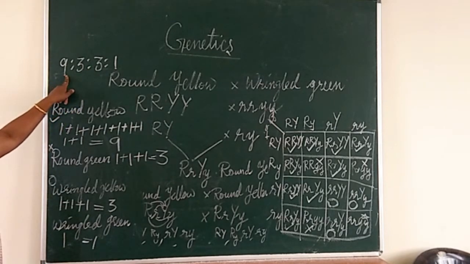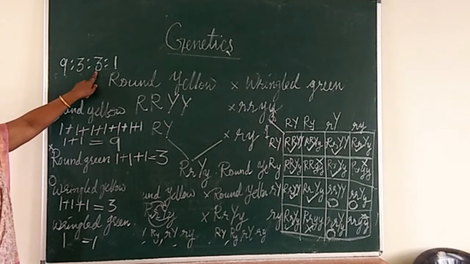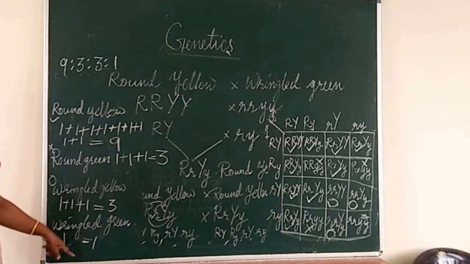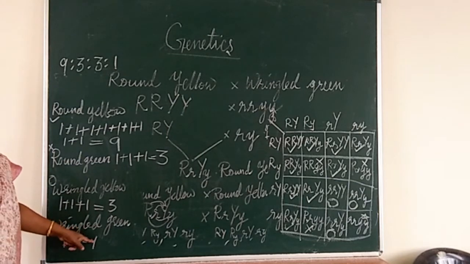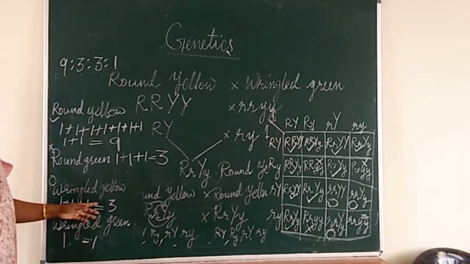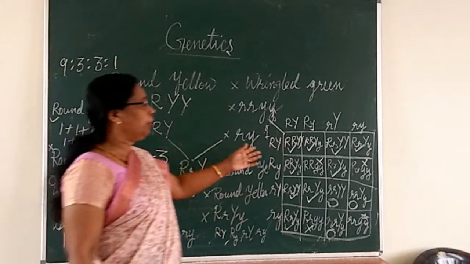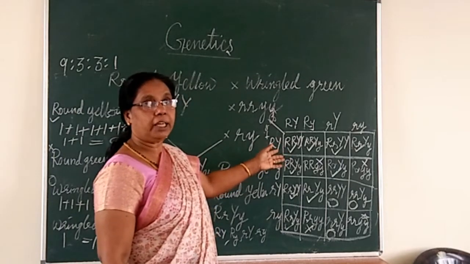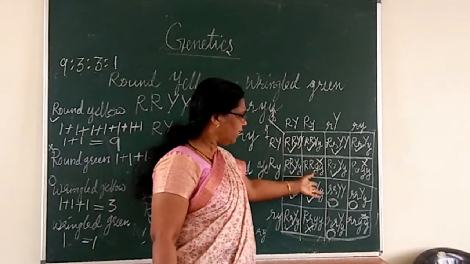9 round yellow seeds will be forming. 3 round green seeds will be forming. Another 3 wrinkled yellow seeds will be forming. And the last one, wrinkled green, in the F2 generation. Whereas if you are looking at the genotypic ratio, it is quite difficult. There are a lot of differences you can see.